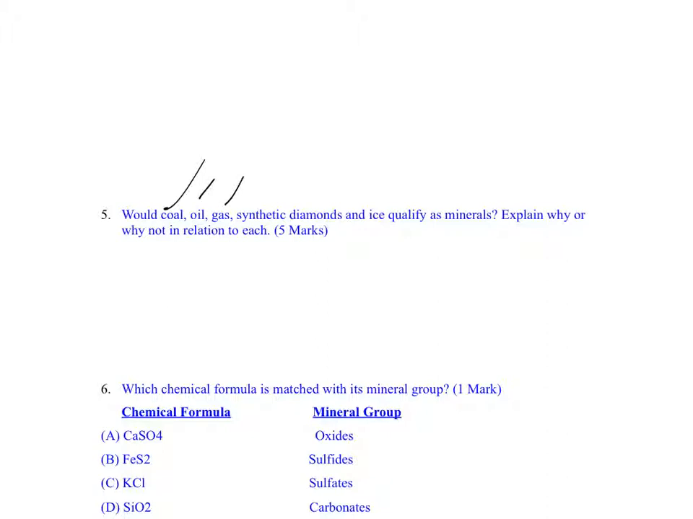Oil and gas I'll do together. Both are liquid or gas, and the definition of a mineral says it needs to be solid. Oil comes from microscopic animals, and gas comes from microscopic plants. So it also fails in that neither of these two are inorganic. Synthetic diamonds also fail as a mineral because synthetic diamonds are made by humans, and the definition of a mineral says that it needs to be naturally occurring.